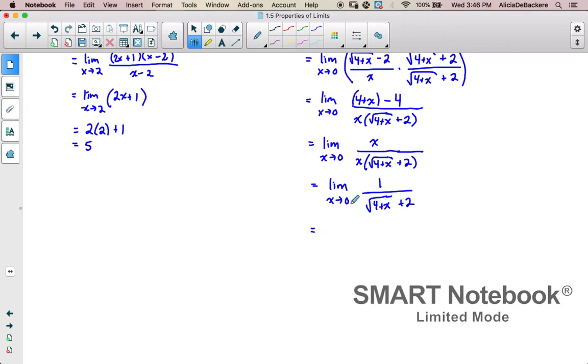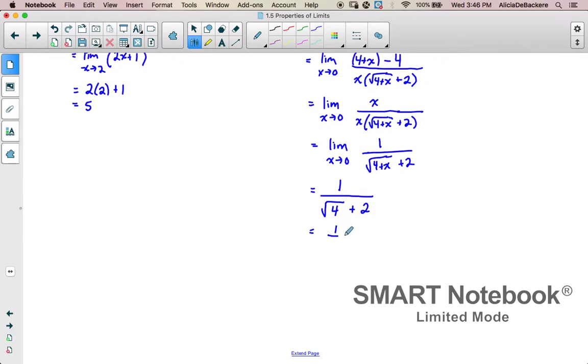And now I check, can I use direct substitution? Can I plug x equals 0 into this expression? Yes, I can. It's not going to give me 0 in the denominator. So I've got 1 over 4 plus 0 in the root plus 2. So I get 1 over 2 plus 2, or 1 over 4.